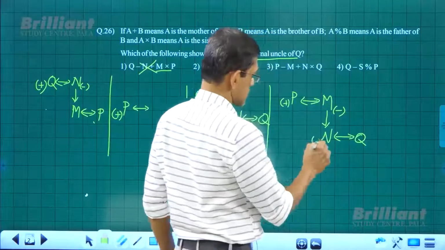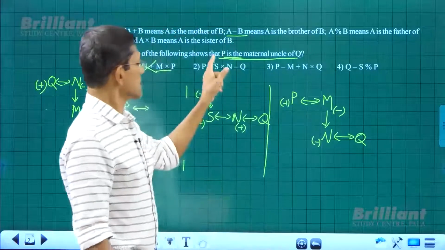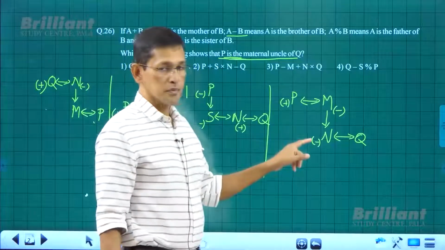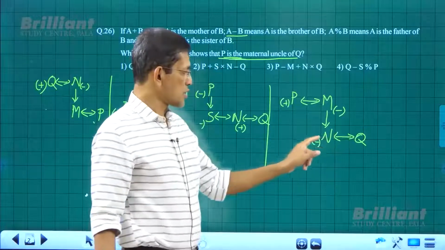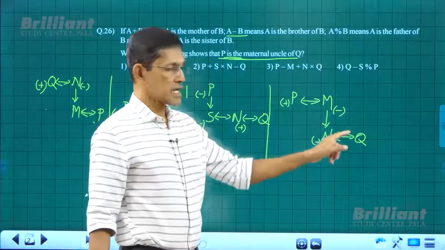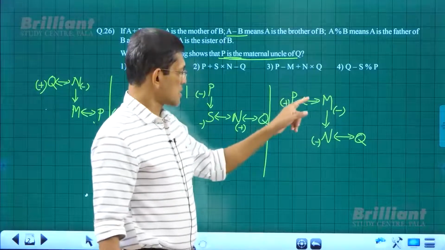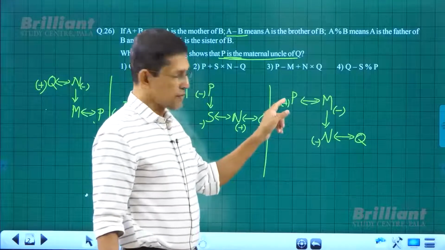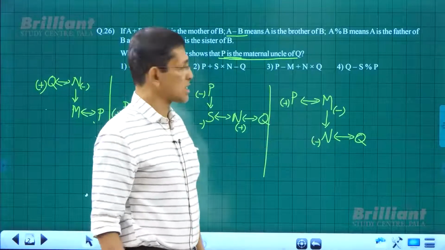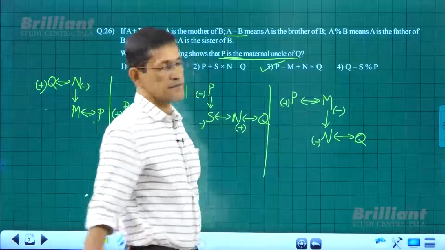So N is a sister. In this case, look at this. What we need is P is the maternal uncle of Q. So P must be the maternal uncle. Q, P, and N are siblings, and their mother is M, and P is the brother of Q's mother. So in that case, this is the answer choice we have.